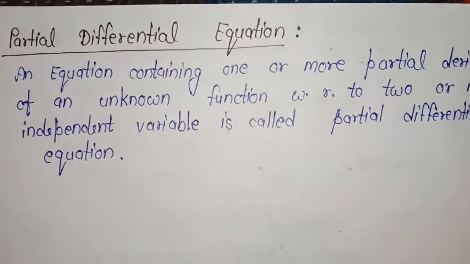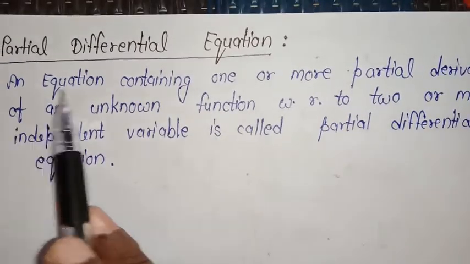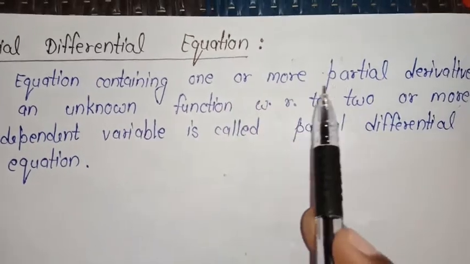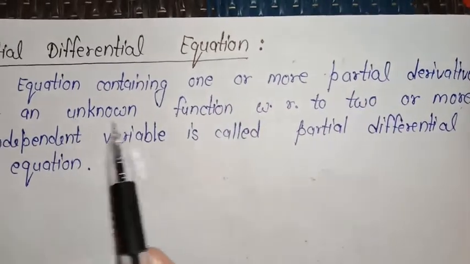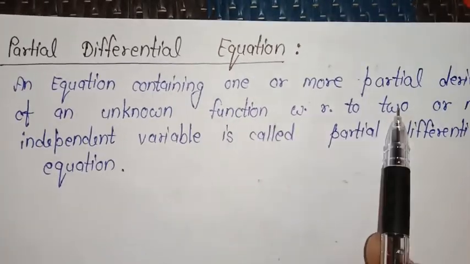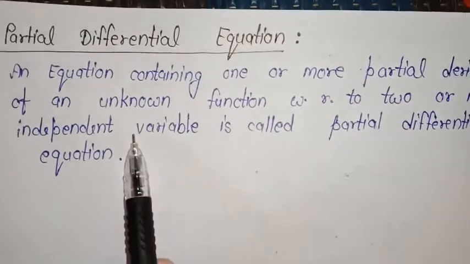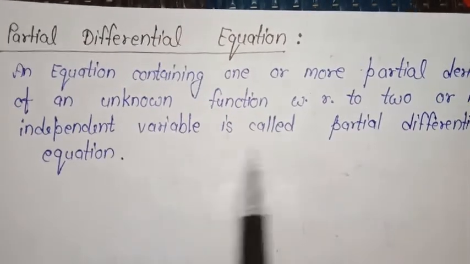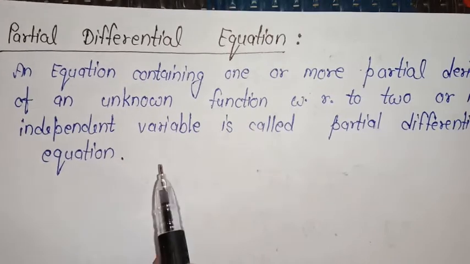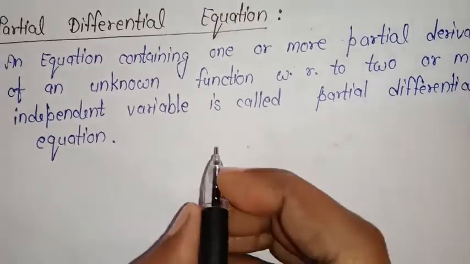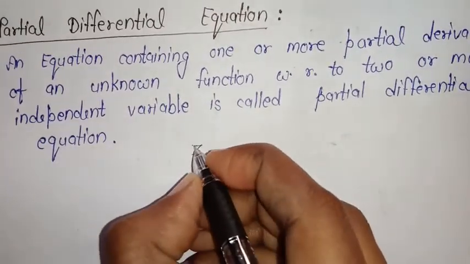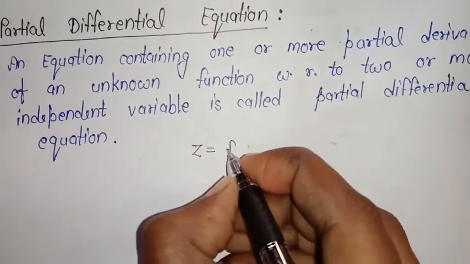So firstly, what is the partial differential equation? An equation containing one or more partial derivatives of an unknown function with respect to two or more independent variables is called a partial differential equation. For example, suppose I have an unknown function z, which is a function of x and y.